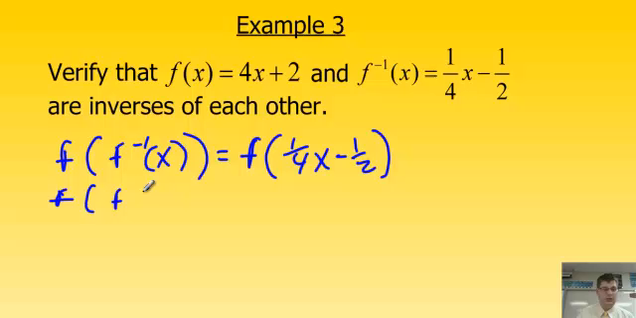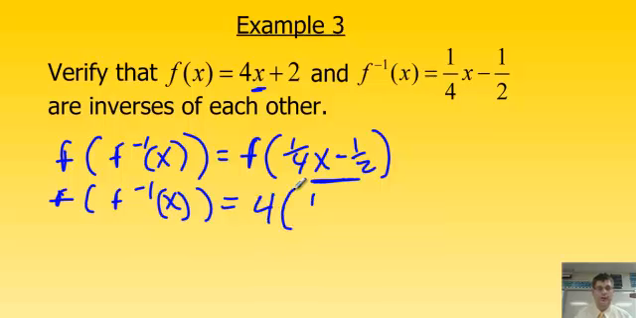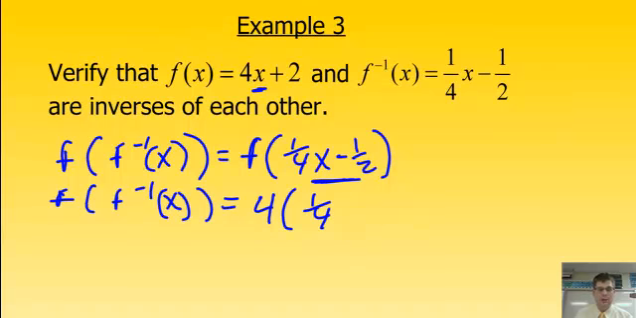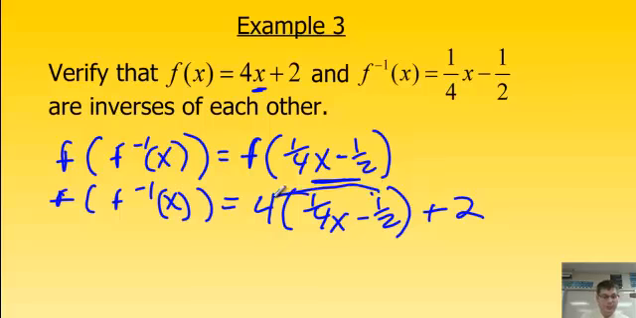So therefore f of inverse of that is equal to, so we're going to substitute this whole thing into the x there. So that's going to become 4 times 1/4 x minus 1/2. So all that went into the x up there, plus 2. And so we distribute the 4 here and here.